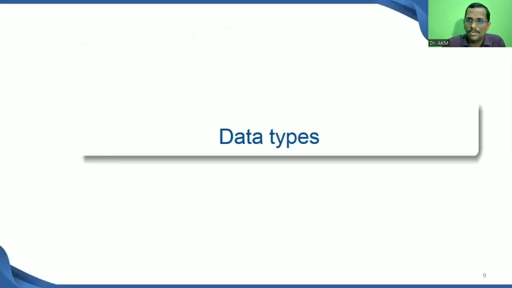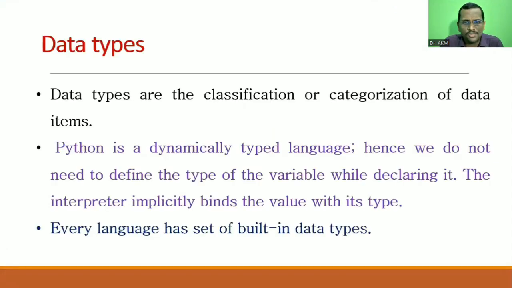Next, data types. So what are the different data types in Python? Data types are the classification or categorization of data items. Python is a dynamically typed language, hence we don't need to define the type of variable as in C, C++ or Java, where you have to declare the data type when you declare the variable, like int a, b; double a, b. We have to declare the variable and its type, whether integer or float. But Python is a dynamically typed language.